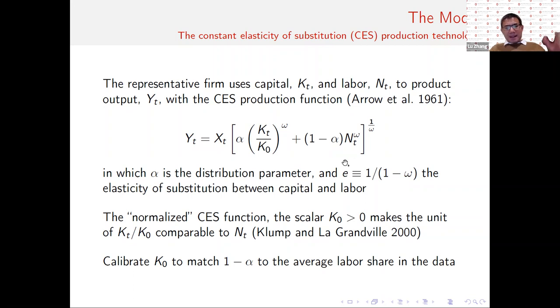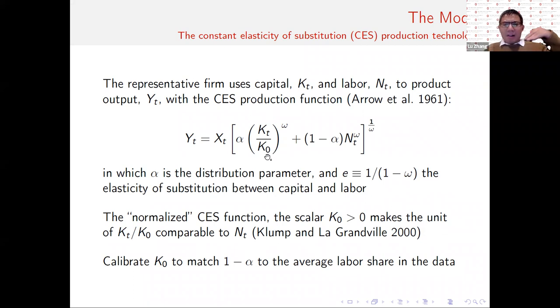Capital and labor combine together to produce output. Alpha is the distribution parameter. And this omega is linked to the elasticity of substitution between capital and labor, okay? So there are a few prior applications of this specification in the asset pricing literature. We read the CES literature a little bit more carefully. So it turns out it's better to work with what people call the normalized CES function. So there's the famous 2000 AER article that we cite.